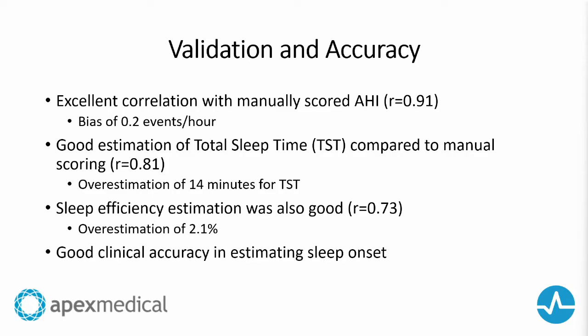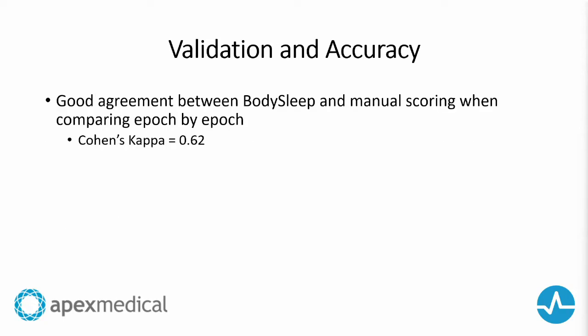BodySleep also demonstrated good clinical accuracy in the estimation of sleep onset. One other thing is that the Cohen's kappa of 0.62 when comparing BodySleep and manual scoring epoch by epoch can be considered substantial, as a score between 0.61 and 0.80 is substantial, and anything above 0.81 is almost perfect.